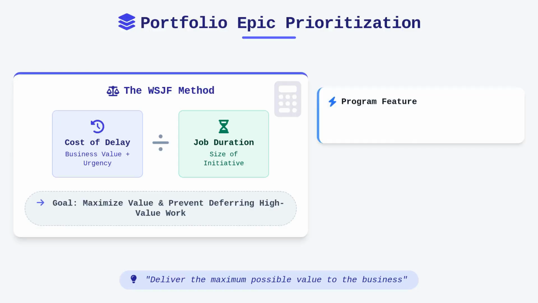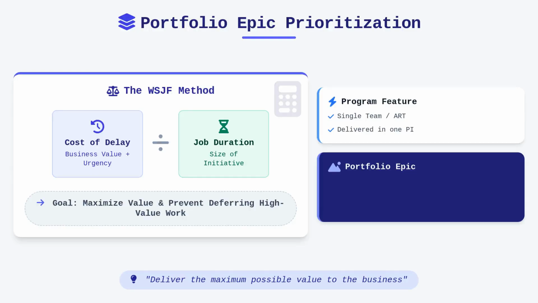Portfolio epics inherently differ from program-level features in scope and duration. While a feature might be delivered by a single team or a single Agile release train within a single program increment, an epic is much broader. These large-scale initiatives often persist over several months or years and require intense coordination across dozens of teams.